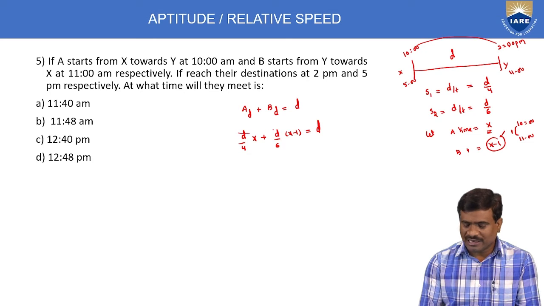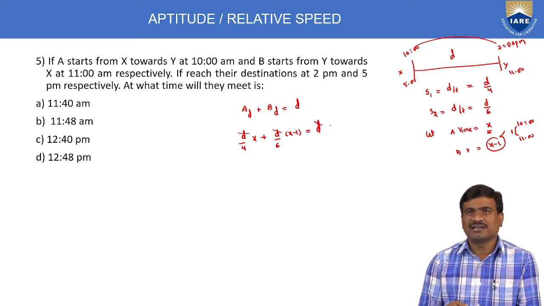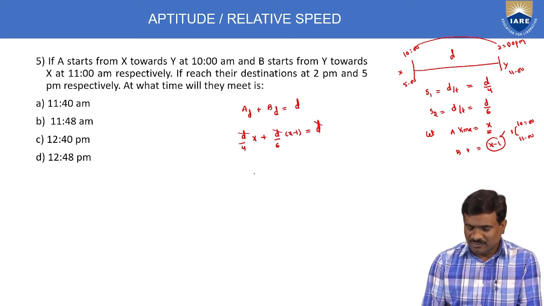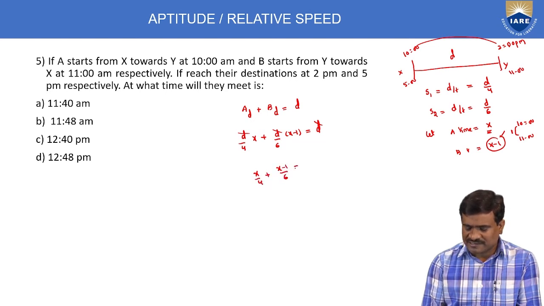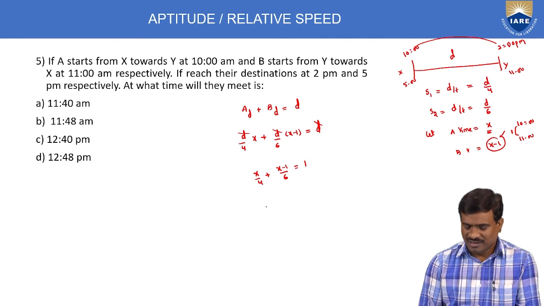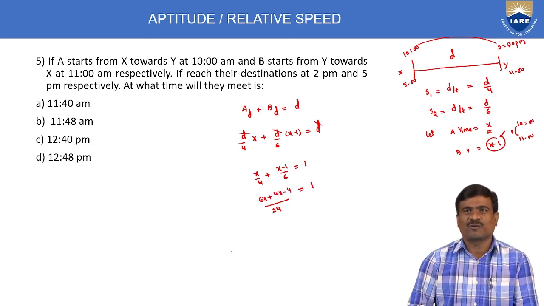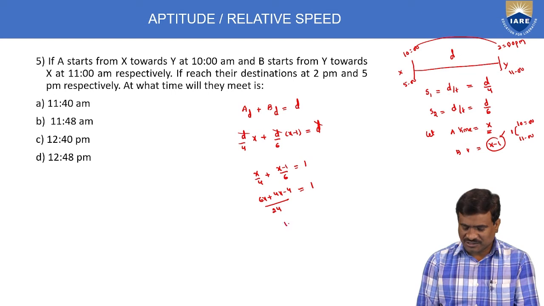Comparing LHS and RHS, the D term cancels. Remaining: X by 4 plus X minus 1 by 6 is equal to 1. Next, LCM 24. Numerator: 6x plus 4x minus 4 by 24 is equal to 1. Next, 10x is equal to 28. X is equal to 2.8 hours.